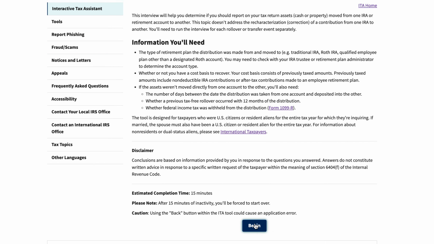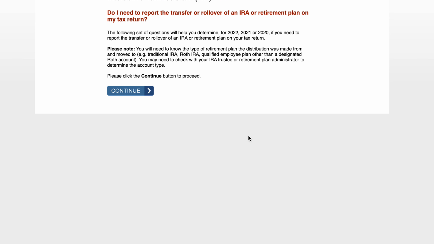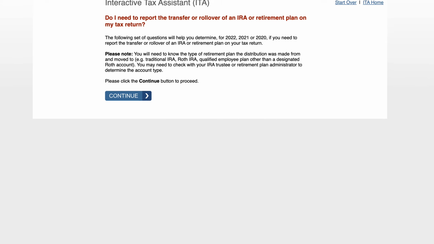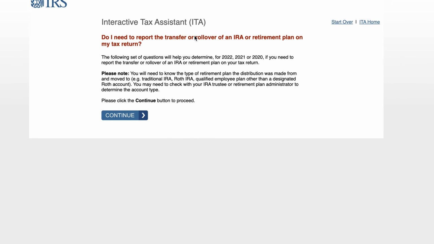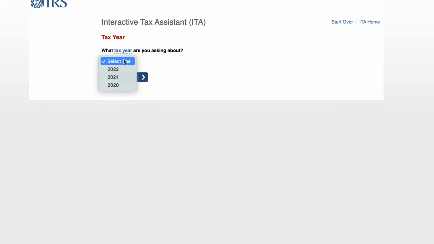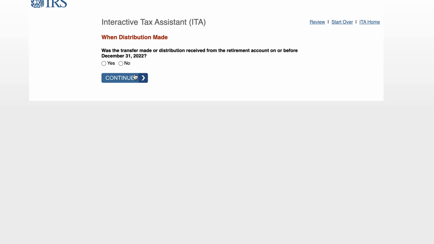So we'll hit the begin button, and this takes us to the Interactive Tax Assistant, where we'll answer a series of questions. In this case, we're recording this right before the 2023 filing season, which will occur in January of 2024. So we're going to go with the most recent tax year, which was 2022.